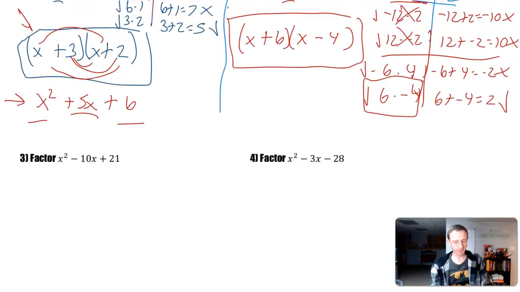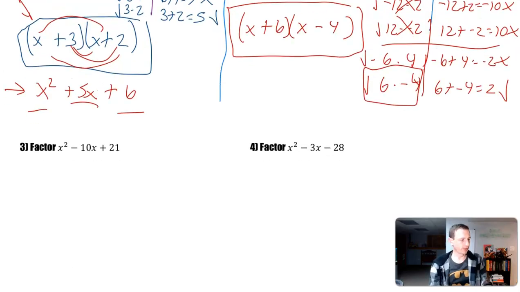Number 3, we want two numbers that multiply to a positive 21 and add up to negative 10. So if we want two numbers that multiply to a positive and add up to a negative, what do the two numbers have to be? Both numbers need to be negative, because a negative times a negative is a positive, but a negative plus a negative is a negative. So we know it needs to be both negatives.